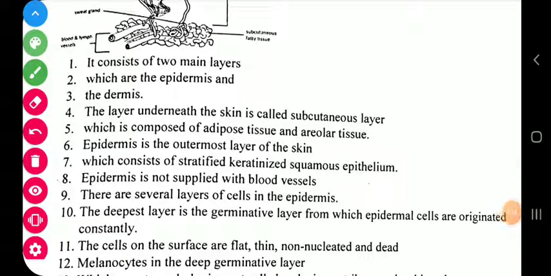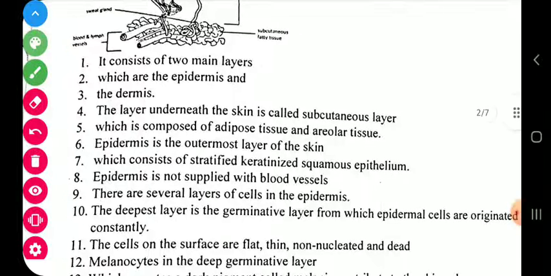So it consists of two main layers. What are the two main layers? Epidermis and the dermis. The layer underneath the skin is called the subcutaneous layer. So remember that the layer that is found underneath the skin is called the subcutaneous layer.